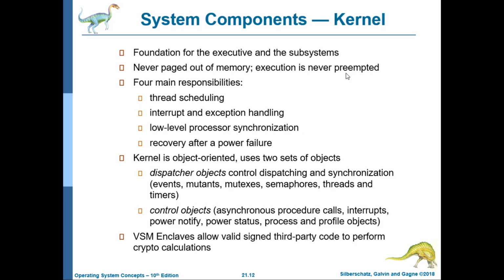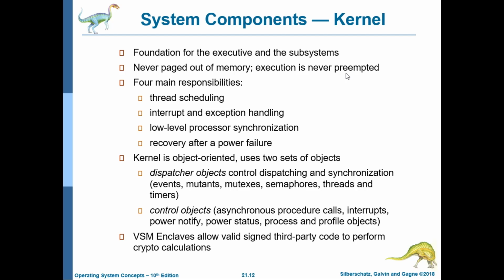So next in the system components we have the kernel. It is the foundation for the executive and the subsystems. It is never paged out of memory. Execution is never preempted for the kernel, so it will not be preempted by any other process. The four main responsibilities of the kernel are thread scheduling, interrupt and exception handling, low-level processor synchronization, and recovery after a power failure.